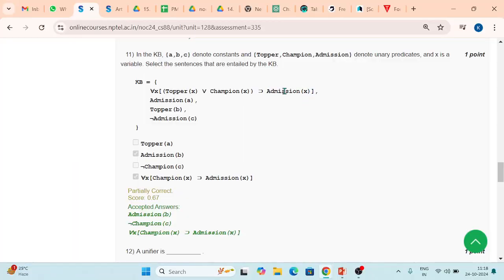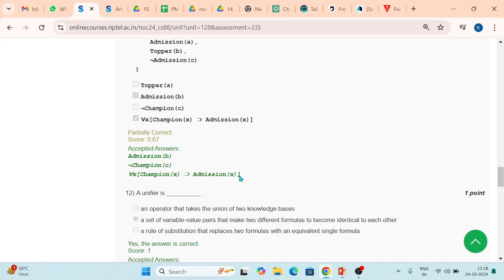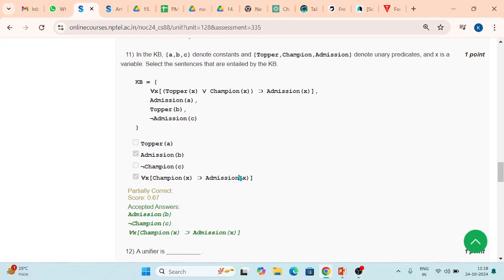Not admission of C means if C is not getting admission, then either one of these two may be true: either it is not topper of X, or not champion of X. So that's why this is also true. And next, for every X, champion of X, so if it is a champion, then admission is getting. So these are the three choices. You need to remember the rules. Always the rules will be useful for you.